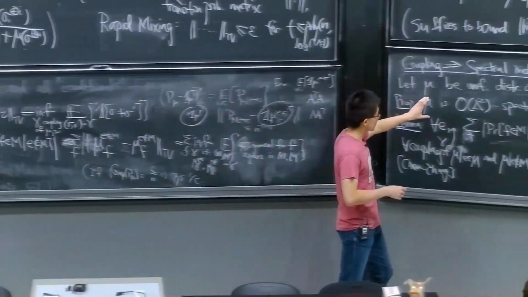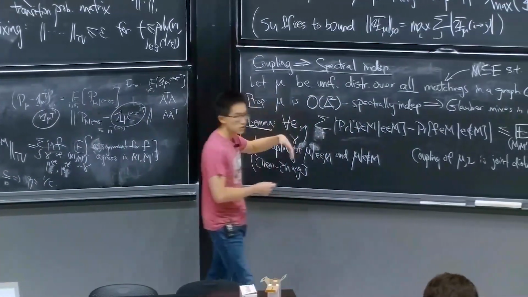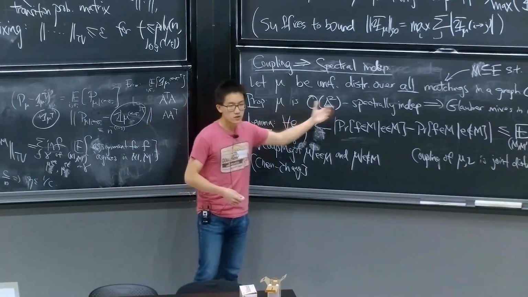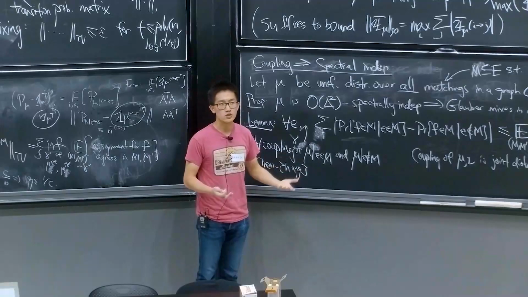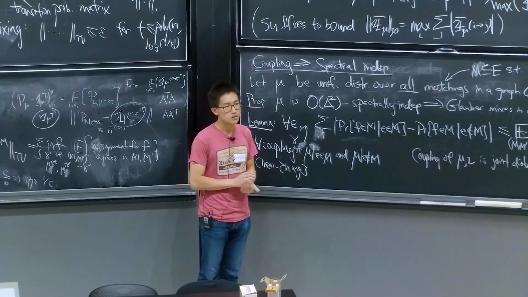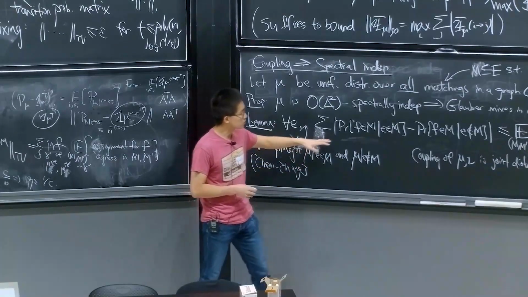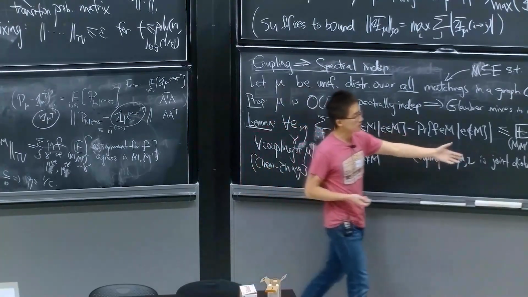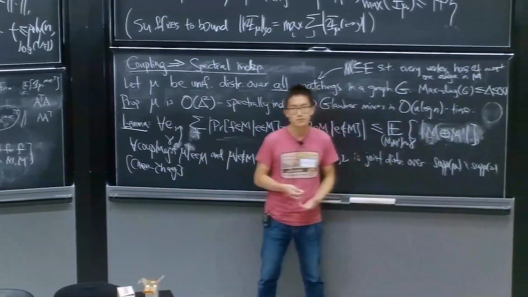So just to recall from what I talked about earlier, what I want to prove to you is, using a coupling method, that spectral independence holds for the uniform distribution over matchings of a bounded degree graph. And what we saw earlier is that you can relate these influences that appear in the definition of spectral independence to, say, coupling.